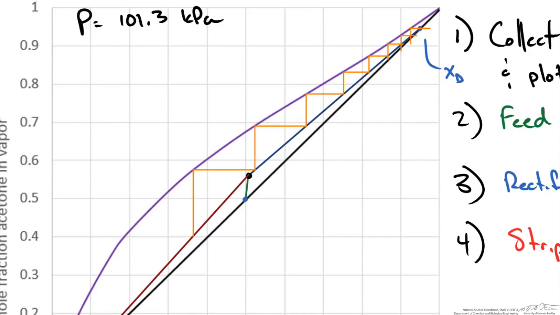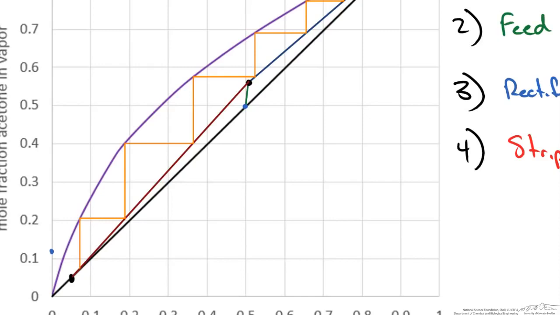So now we're going to continue drawing stages from the equilibrium line to the stripping section operating line. And then we get down to the last one. We still continue all the way to the equilibrium line, but as you can see, the point that we need to reach is in between.